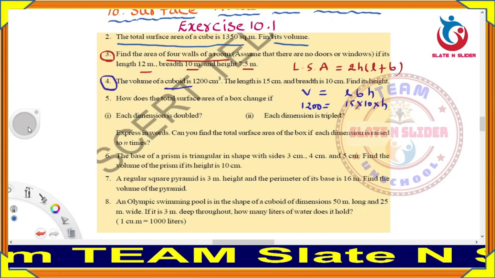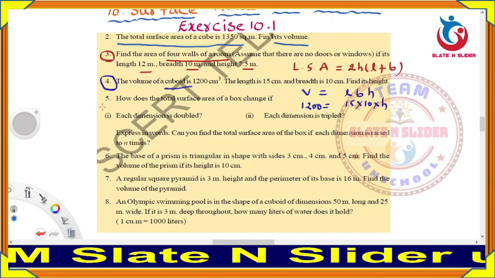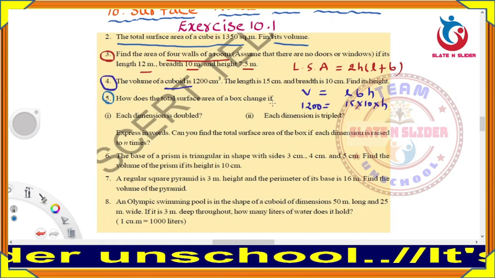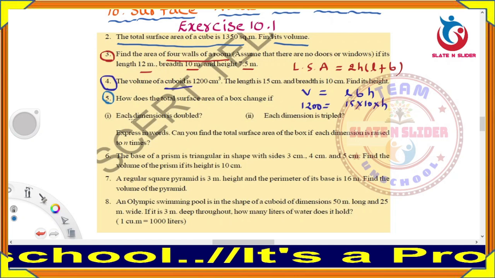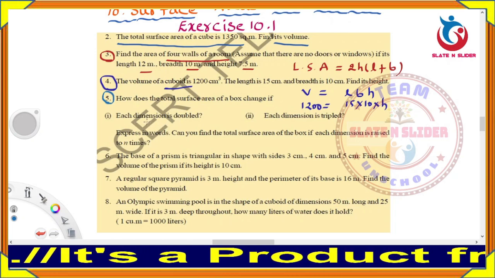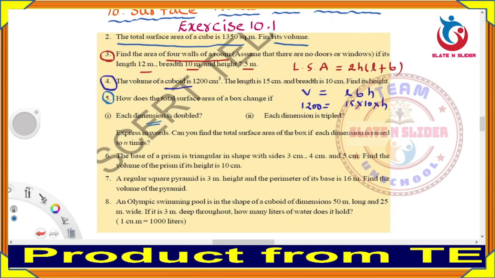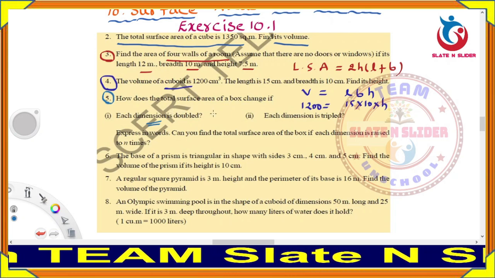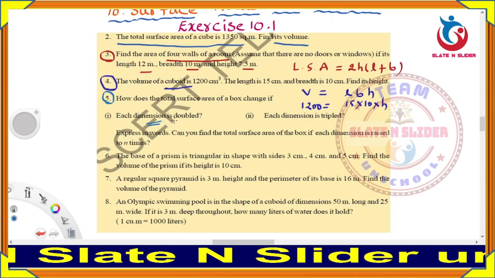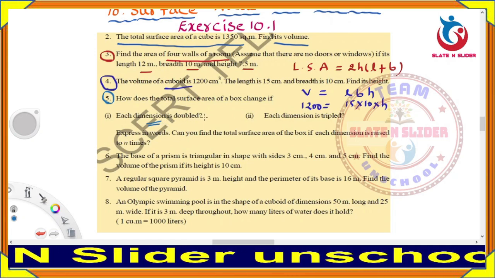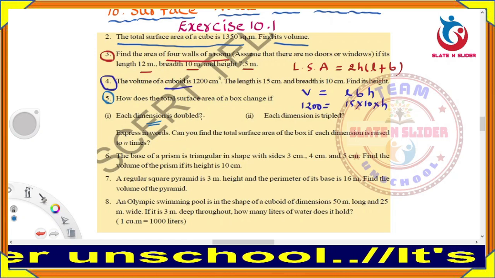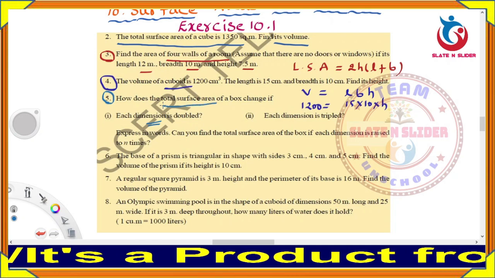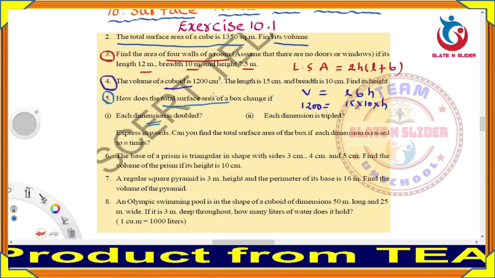And we will discuss one more very interesting one, that is the fifth one. Just observe, how does the total surface area of a box change if, the first one, each dimension is doubled. That means, suppose the length is 2 meters, then if it got doubled the new length will be 4 meters, and breadth is suppose 5 meters, then if it is doubled then it will be 10 meters, like that. So if each dimension is doubled, then what will be the effect on the total surface area of the box when compared to the previous one.